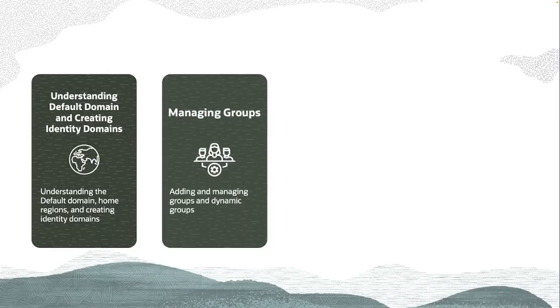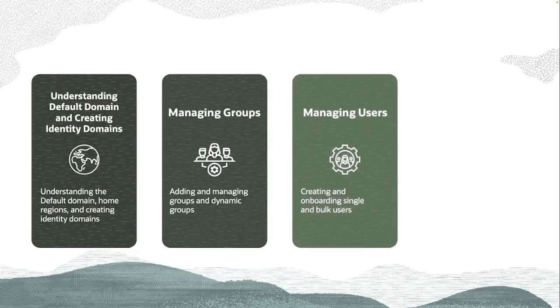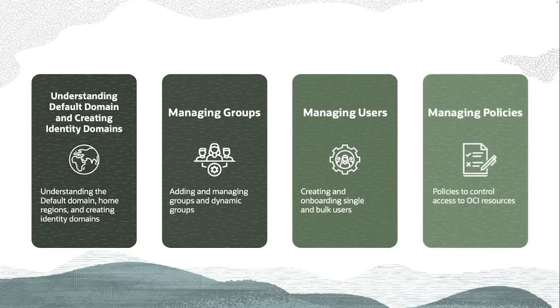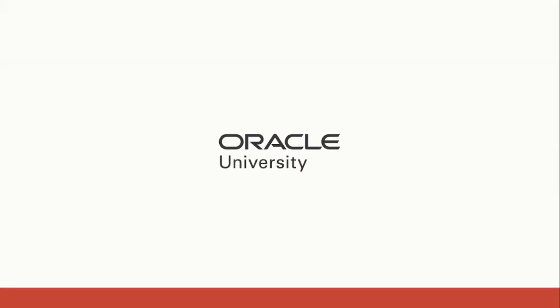Next, we will see how to create and manage groups as well as dynamic groups. Then, how to onboard users using console and other import options. Following the creation of users and groups, we will look at the role of IAM policies in defining permission and access control. So in this module, we will follow the workflow. First, setting up the identity domain, then creating and adding users to the group, and finally using policies to set permission. This module will help you in setting up the key OCI IAM components. So let's get started.